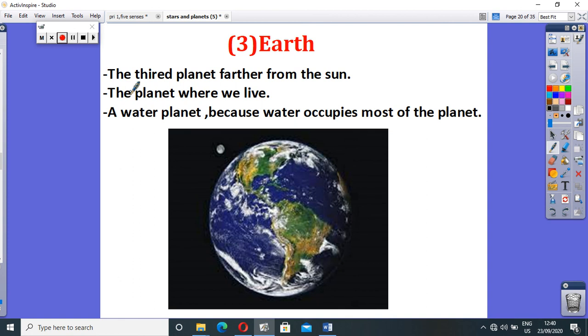Earth. It is the third planet from the sun. Yes, Earth is the third planet, the planet where we live. The Earth is called the water planet. Why? Because water occupies most of the planet. The Earth contains a lot of water. So Earth is called the water planet.